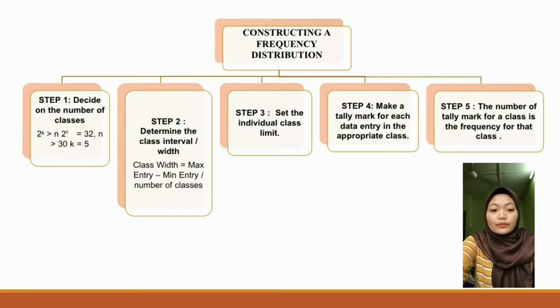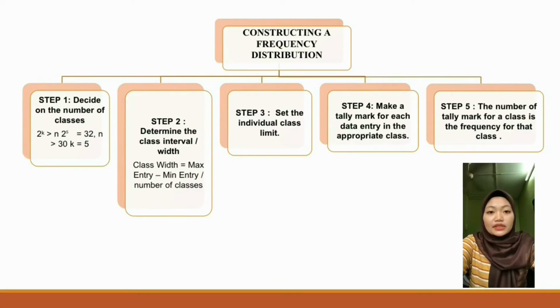Next, step number 2. Determine the class interval or width. To get the class interval or width, we must use the formula: class width equals maximum entry minus minimum entry over number of classes. Next, step number 3 is set the individual class limits. The minimum data entry is a convenient lower limit for the first class. To find the lower limit of the remaining 4 classes, add the class width to the lower limit of each previous class. The upper limit of a class is 1 less than the lower limit of the next class.